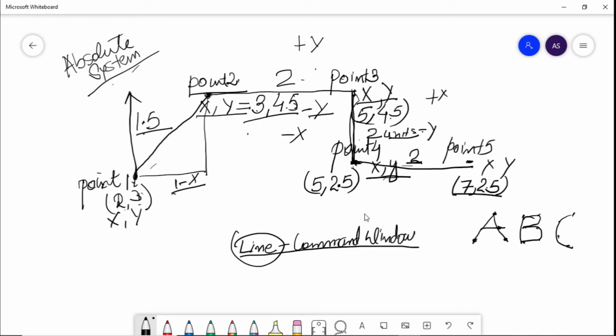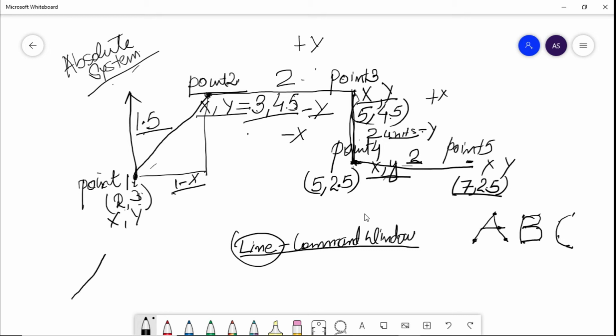Now if we look at the final figure, according to this we have made, the figure is in the shape of this, this, this and this. So it is like this. You can redraw the figure.